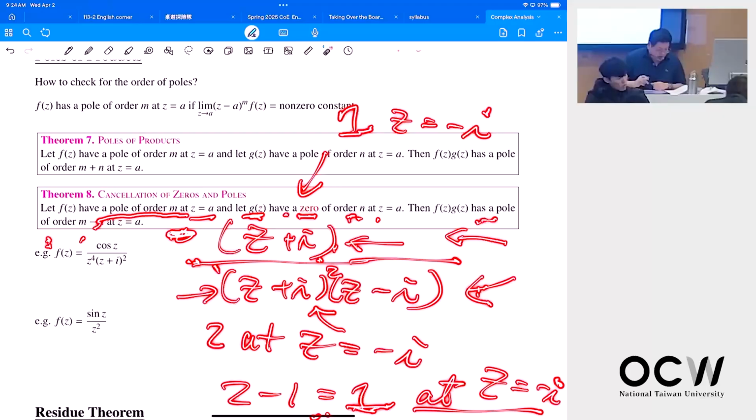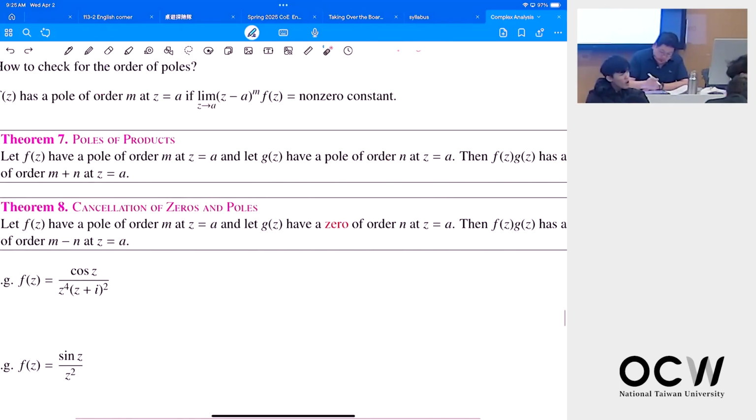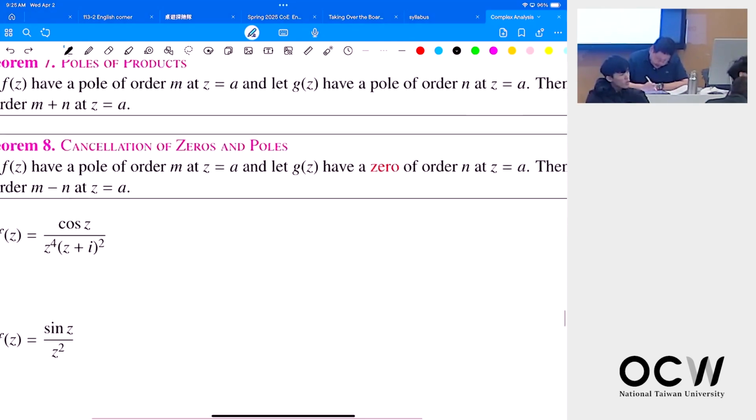Okay, see this example. Cosine z divided by z to the fourth and z plus i squared. If we focus on this part, z equals minus i, then it is a pole of order 2, a double pole.